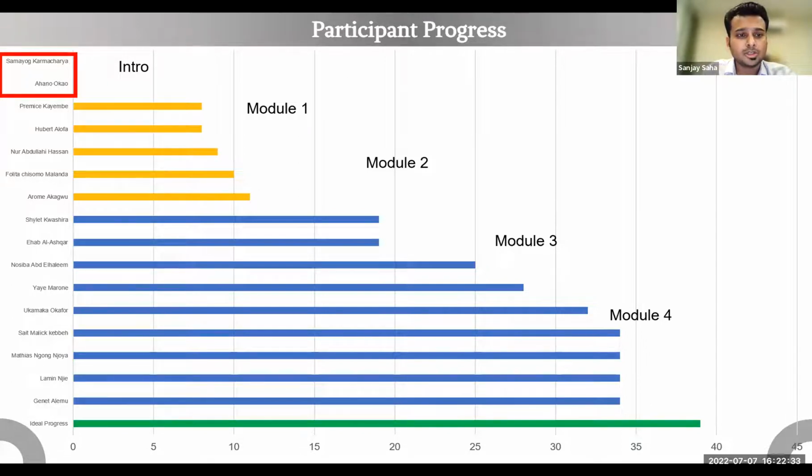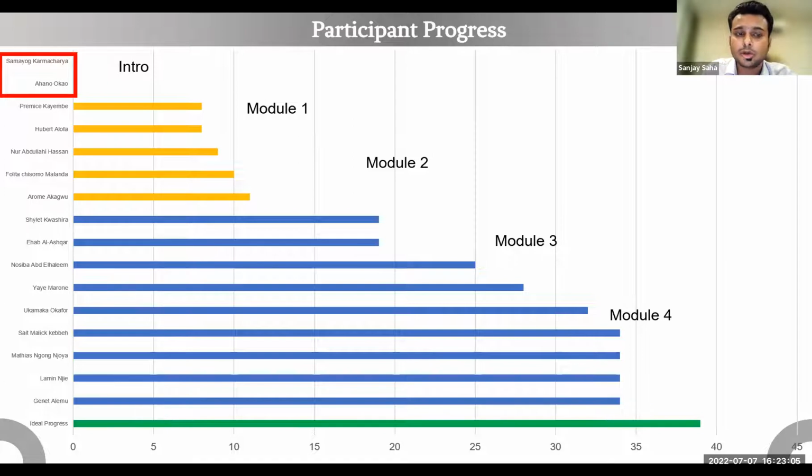I would request Arome, Folita, Noor Abdullahi, Huber, Premise, whoever is here, to please pick up the pace. And then Ahano and Samayog. Samayog, I haven't seen him yet. So maybe Priyanka, try to see where he is, try to reach out to him. But Ahano is here. Ahano, please, you will be lagging behind eventually. And some of these classroom sessions will not make full sense to you.